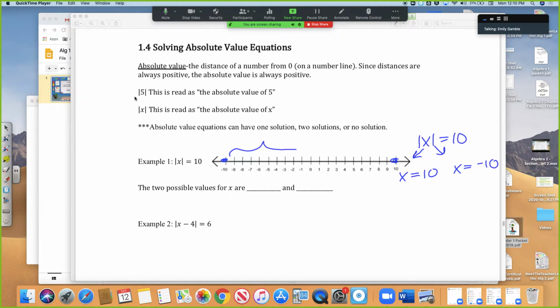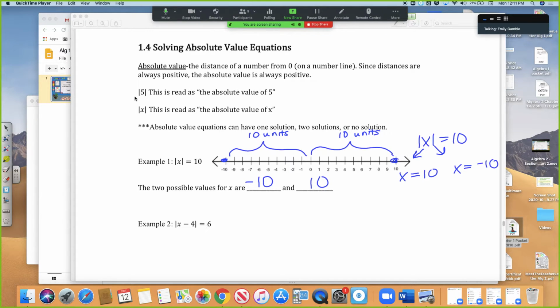So if we look at this, it is 10 units from negative 10 to 0, and from 0 to 10 is also 10 units. So the two possible values for x are negative 10 and positive 10. That's because both of these numbers are 10 units away from 0. That one's pretty easy because it's just the absolute value of x.